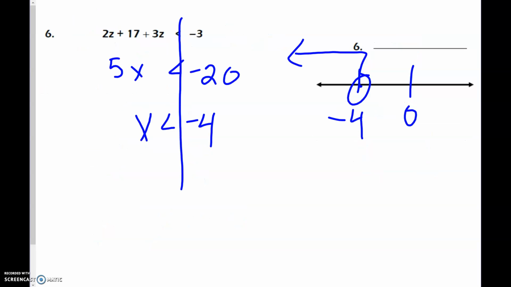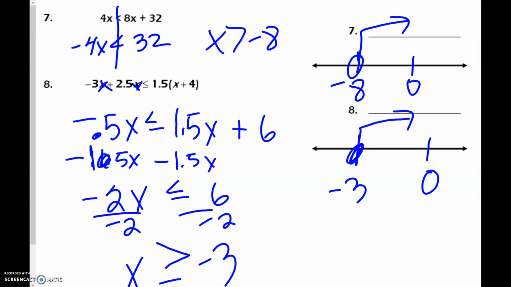All right, number 6, we got to combine like terms, and because these guys are both on the same side, 2z, and I just changed them to x's because my 2's and z's look too much alike. So we get 5x, and then what we're going to do here is subtract 17 from both sides. So -3 minus 17 gets you your -20. Divide both sides by 5. And then we get x is less than -4, so open circle, shade to the left.